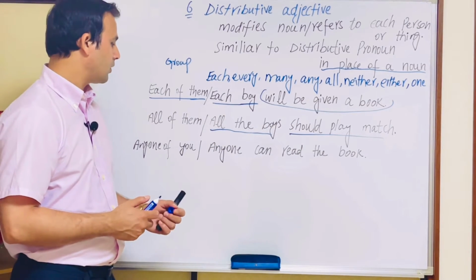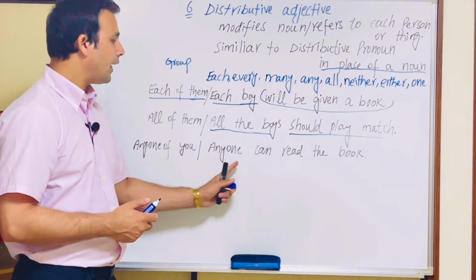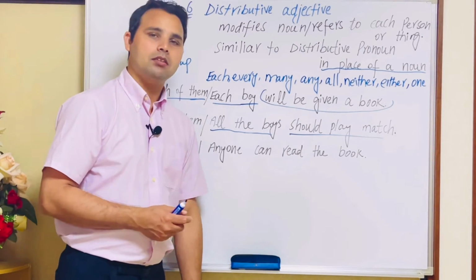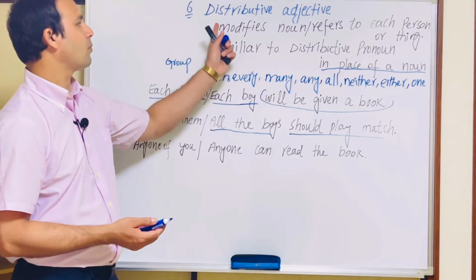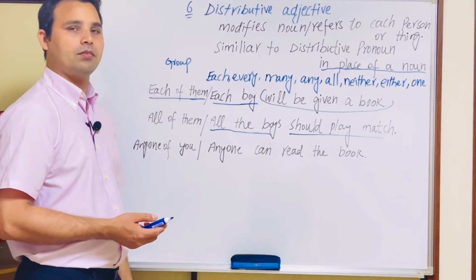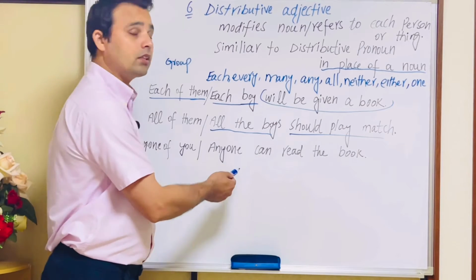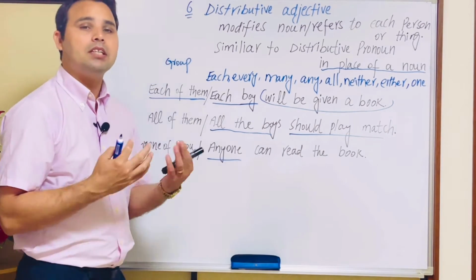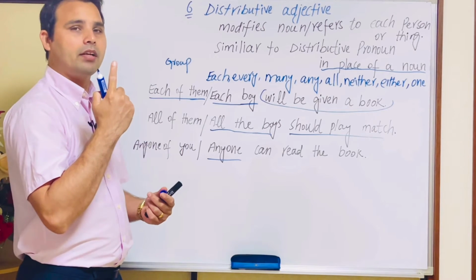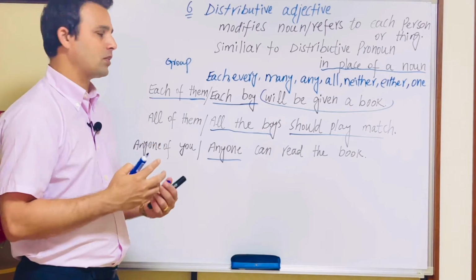The last example is anyone can read the book. Anyone can read the book. This is the example of a distributive adjective. Anyone can read the book. Now it's talking about an individual only, each person or every person.